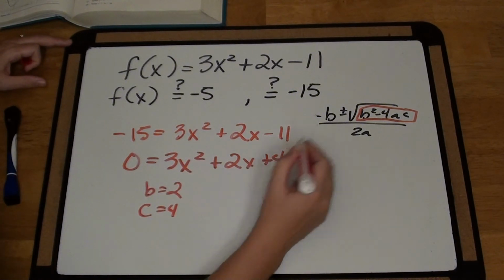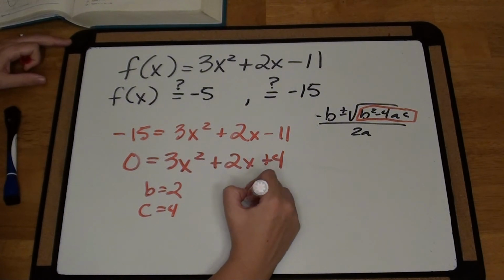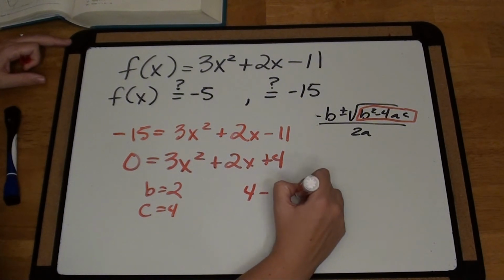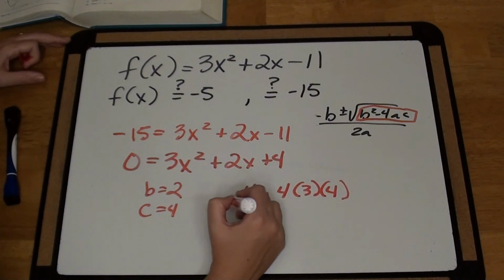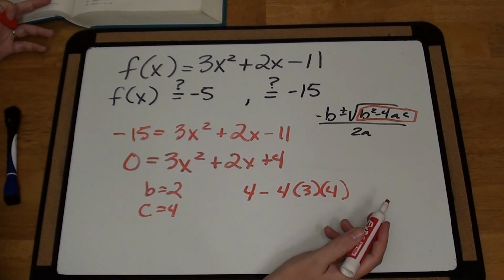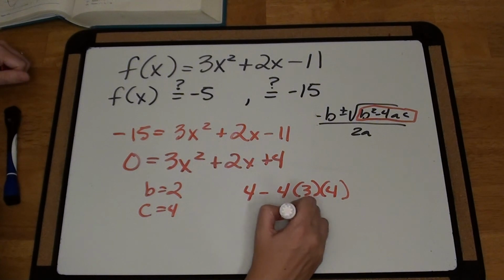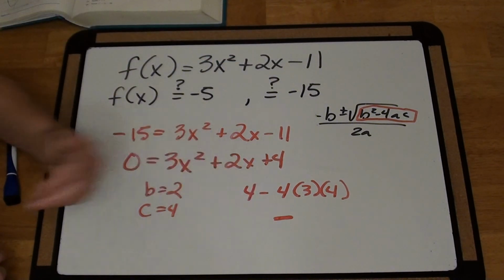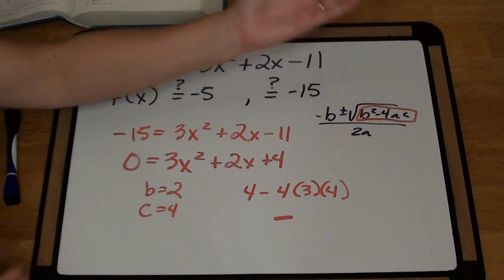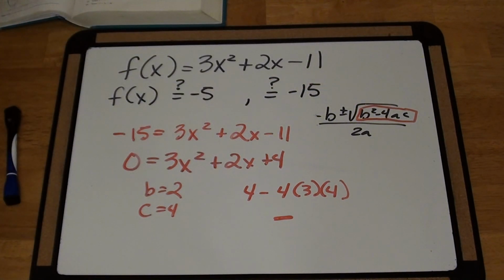So I get b squared minus 4ac, which would be 4 minus 4 times a, which is 3, times c, which is 4. 4 minus, what, 48? That's definitely a negative number. You can't actually find an x value that makes a y value of negative 15. It does not exist because the discriminant is negative. And if the discriminant is negative, you only get imaginary numbers. If you only have imaginary numbers, you don't have real solutions. Good luck.